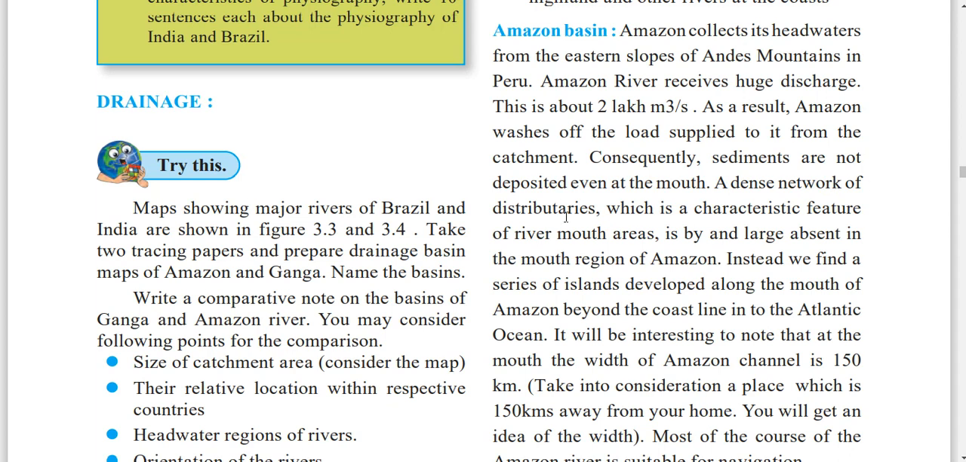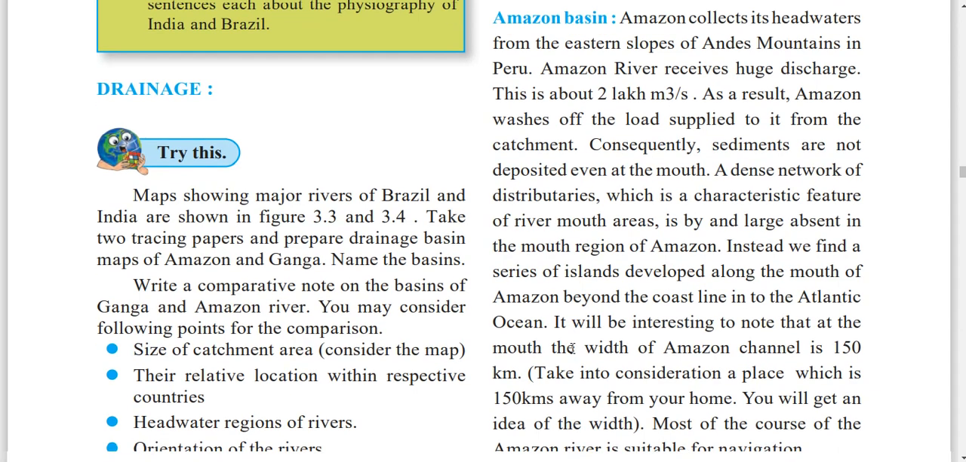A dense network of distributaries, which is a characteristic feature of river mouth areas, is by and large absent in the mouth region of Amazon. Instead, we find a series of islands developed along the mouth of Amazon beyond the coastline into the Atlantic Ocean.